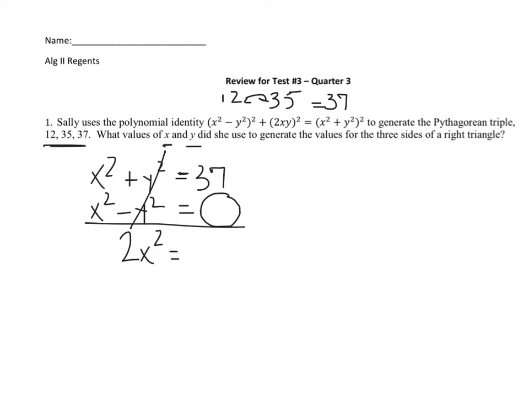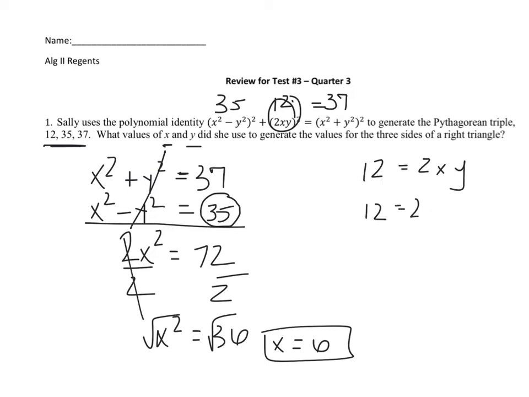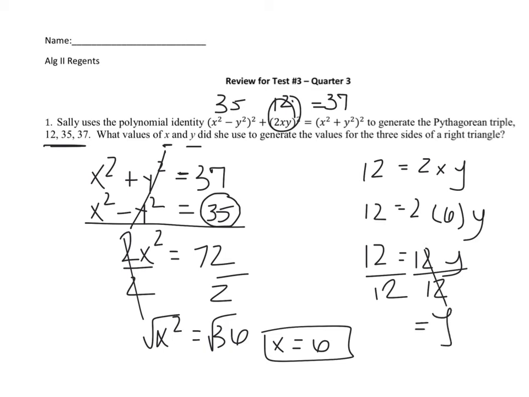So the number that makes that happen is 35, because when you add 37 and 35 you get 72. When you divide that by 2, you get x squared equals 36, square root, and you get x equals 6. So this means that my original assumption was wrong, and I should label it like 35 and 12. This means that this guy is the 12. So 12 equals 2xy. I want to plug in x, which is 6. So I'll get 12 equals 12y, and then divide by 12, y equals 1.